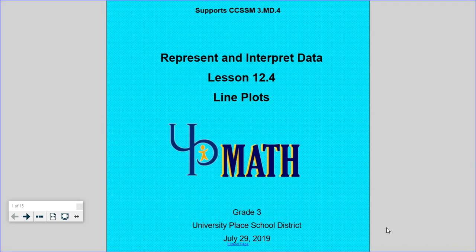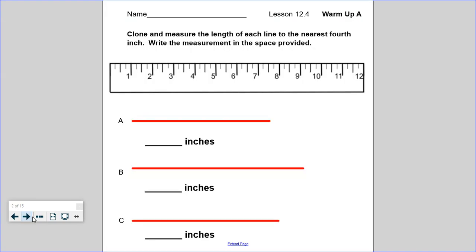Hi class, today we are going to learn to represent and interpret data on something called a line plot. The data that we are going to be showing on these line plots is measurement data. So first, let's review what we've learned about measurement.